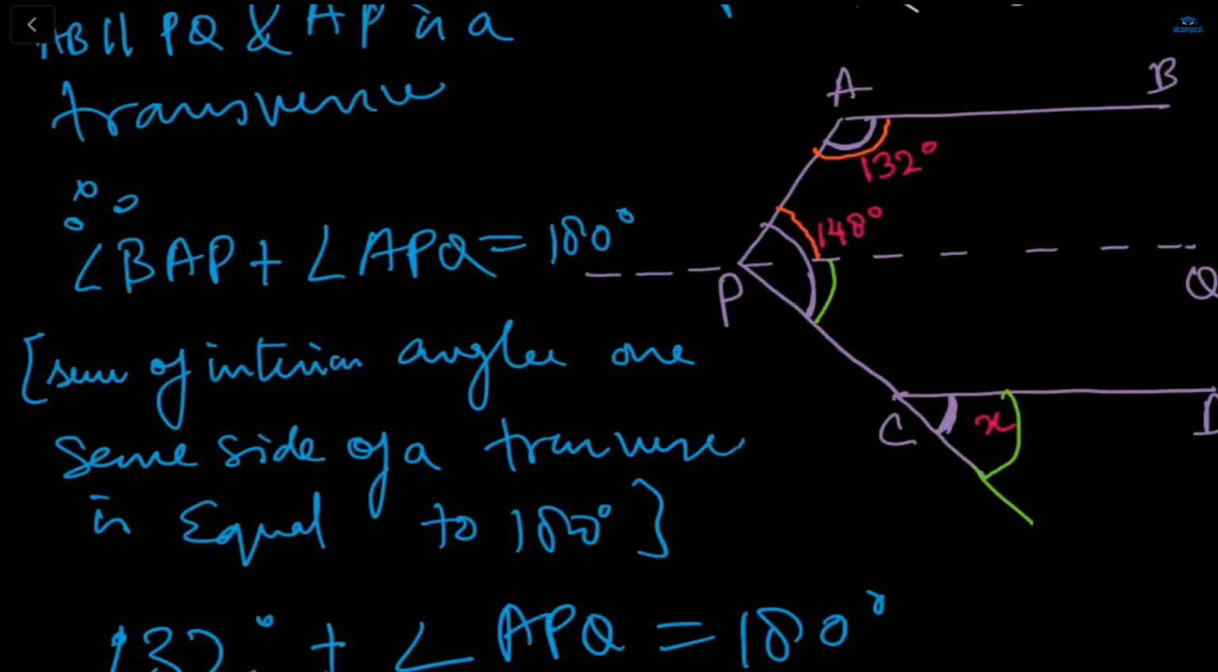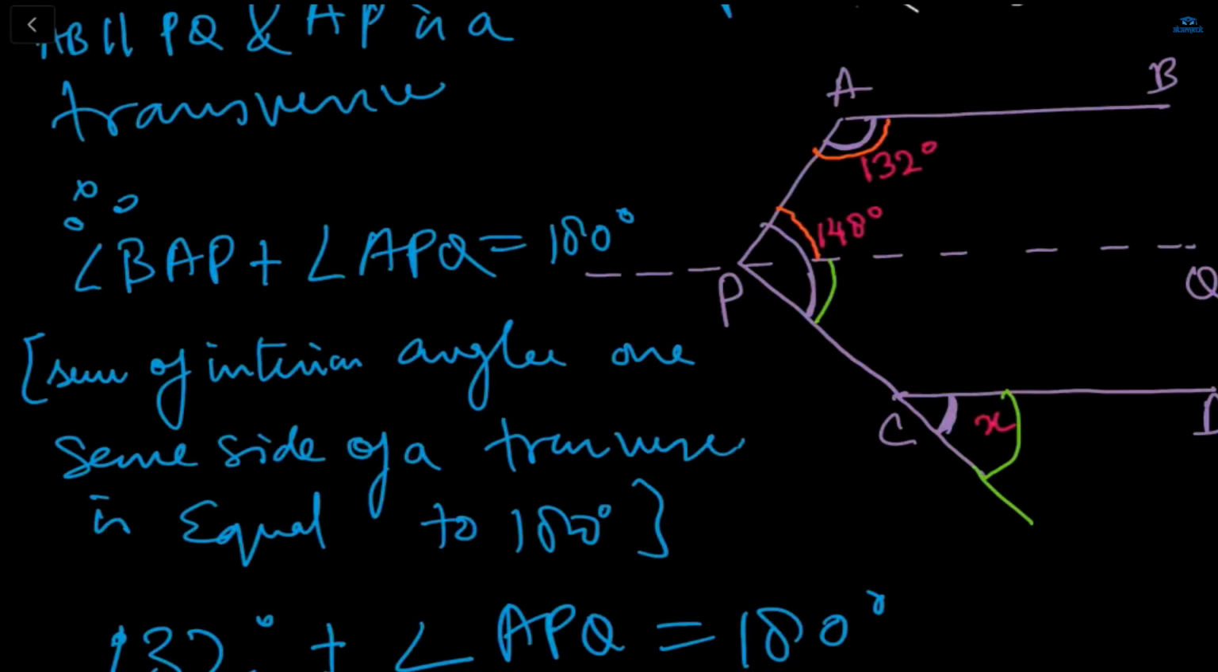Now, Arham, you just see that line AB is parallel to PQ. I have drawn line PQ in such a way that it is parallel to AB and CD. Now, if line PQ is parallel to AB, then angle PAB, the orange color angle that I have marked, the angle with 132 degrees, angle PAB plus angle APQ will be equal to 180 degrees or not?